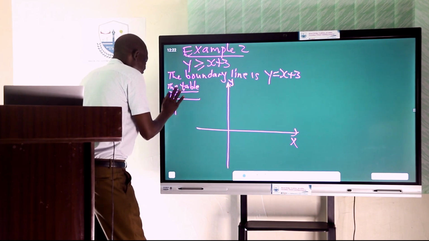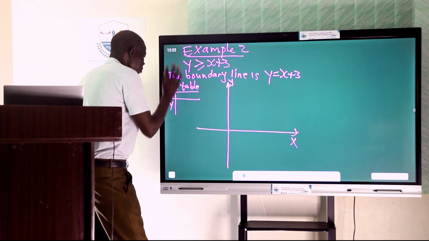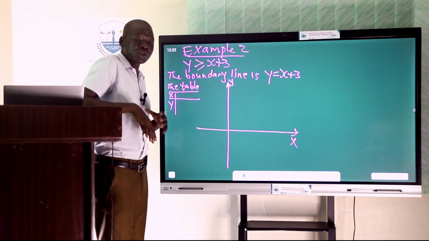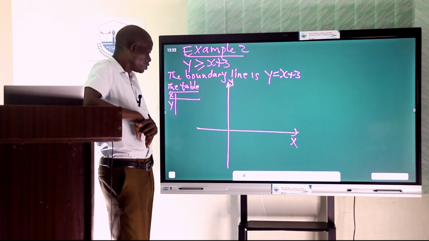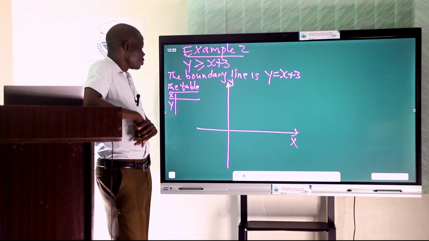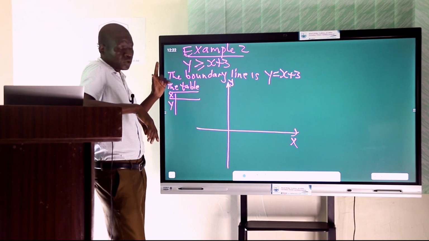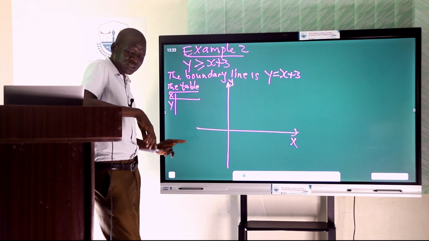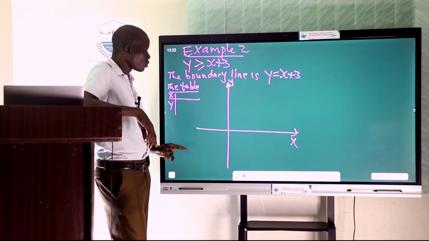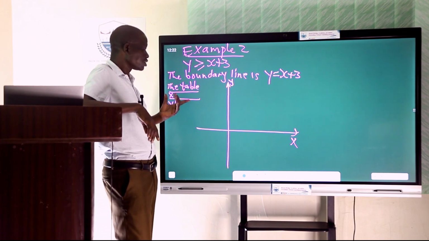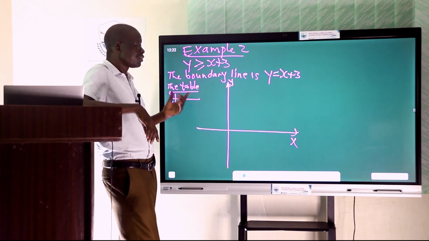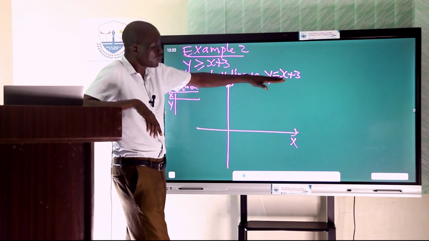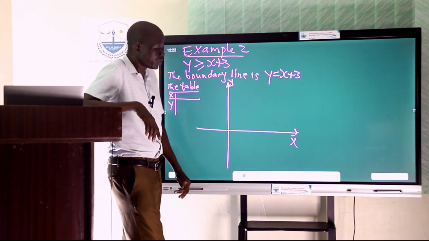We put x here and then y. Now in the table, we are going to represent the intercepting points only: the value of x when y is equal to 0, then the value of y when x is equal to 0. So we are substituting these values in our boundary line, which says y is equal to x plus 3.